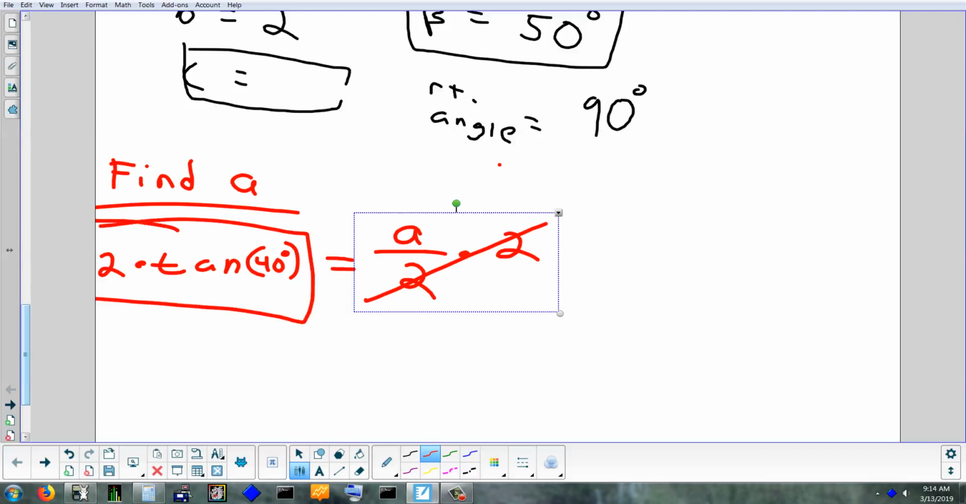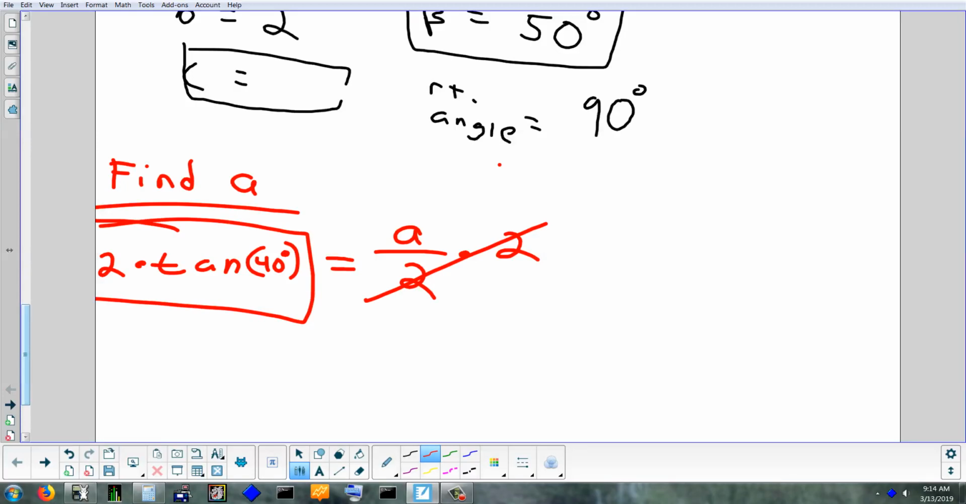We need to type that in and we'll round it off. That's your answer for A: 2 tangent 40. Actually, can somebody pronounce what's in that box for me? How do you read that? 2 tangent 40. Can you be a little more specific? Degrees. Yes. Tangent 40 degrees.